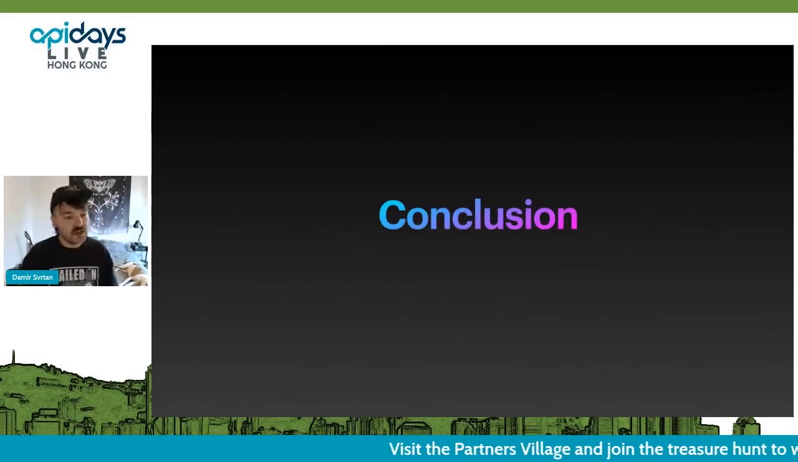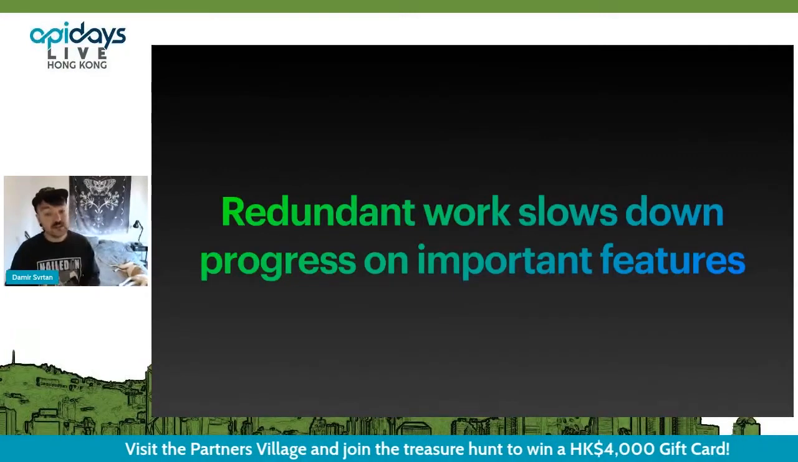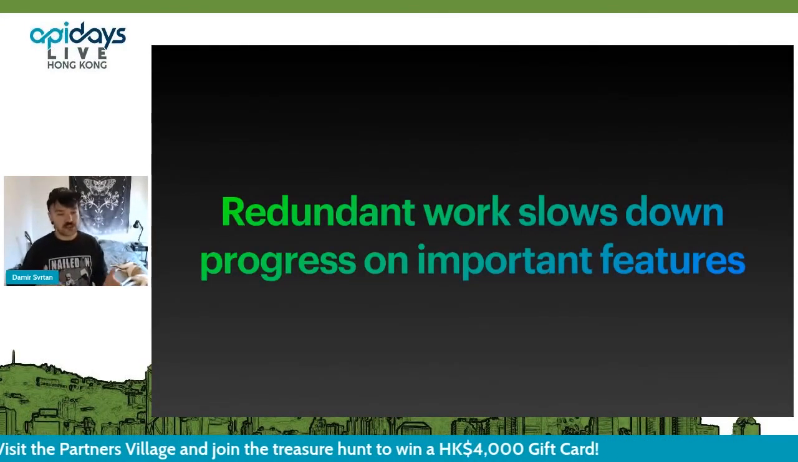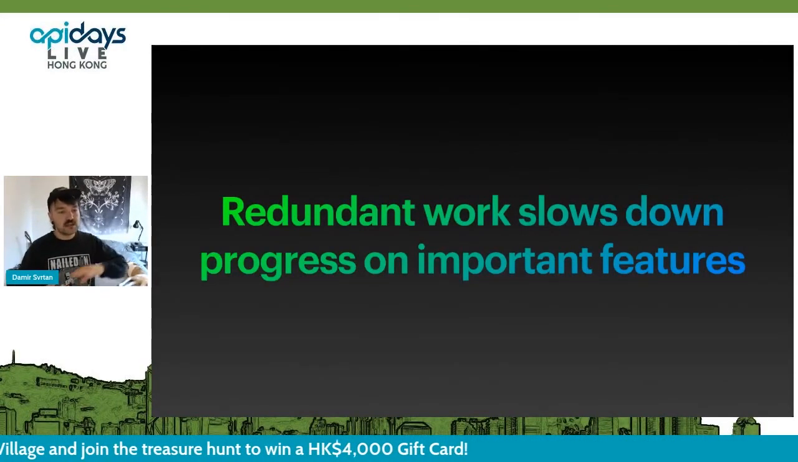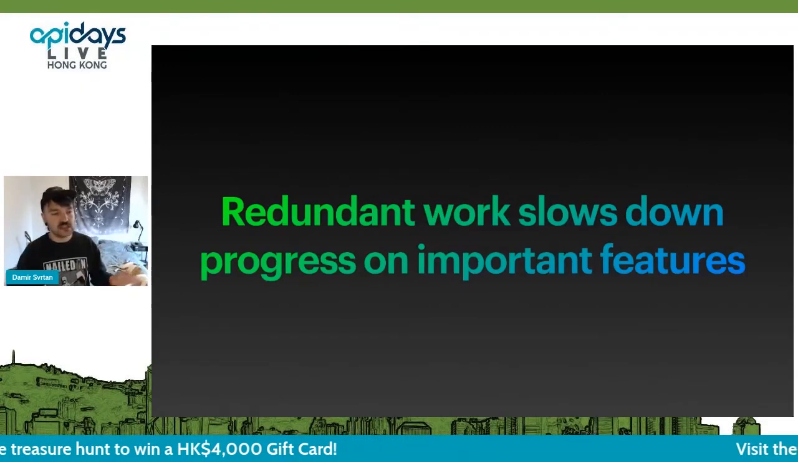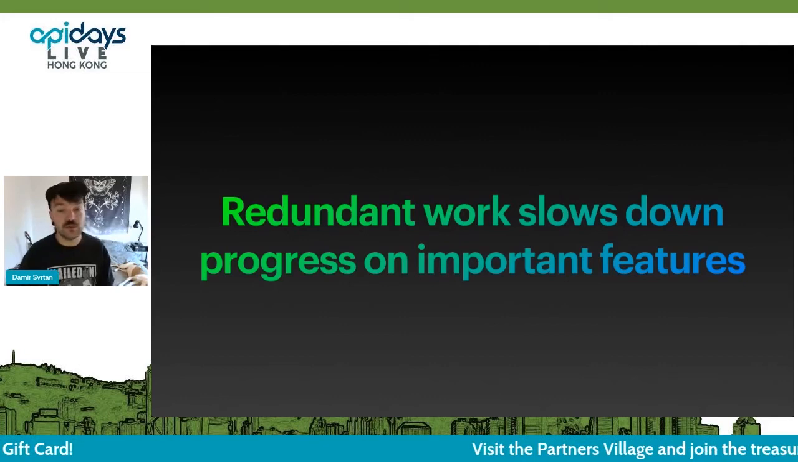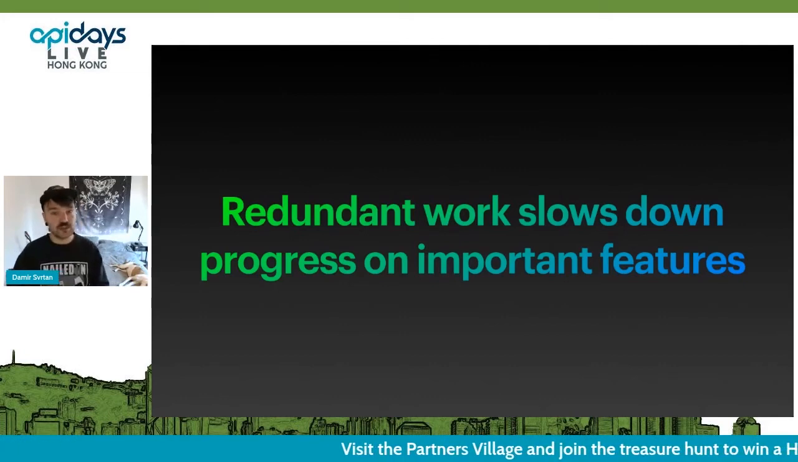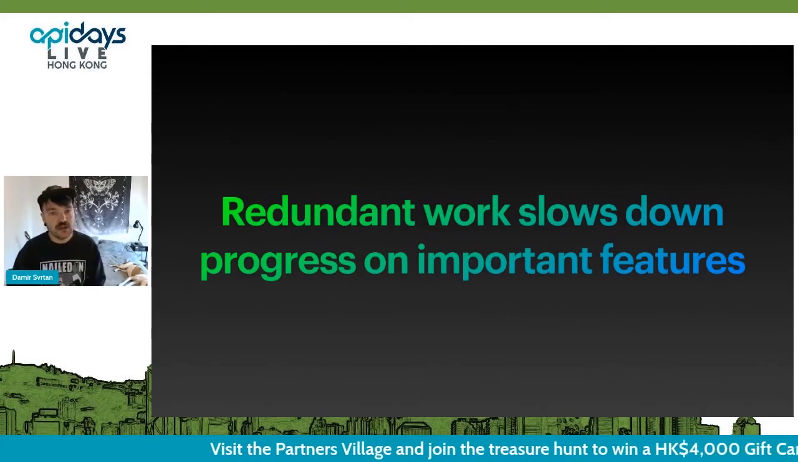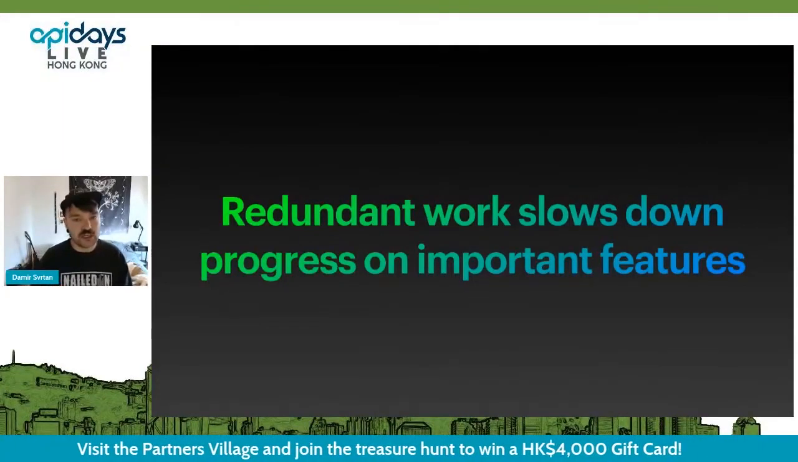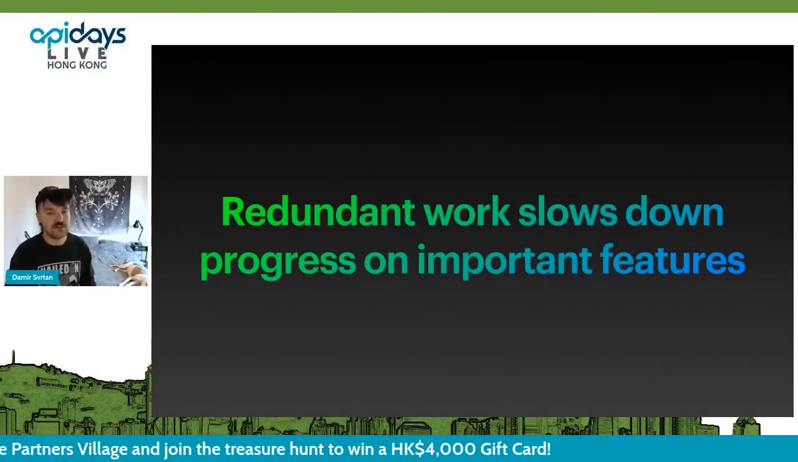Okay, so in conclusion, what I want you to take from this talk: redundant work slows down progress on important features. Instead of adding those extra things and being speculative, you might be able to spend your time more wisely by improving API documentation, improving slow queries, and so on. In general, exposing too much data can be highly unproductive.